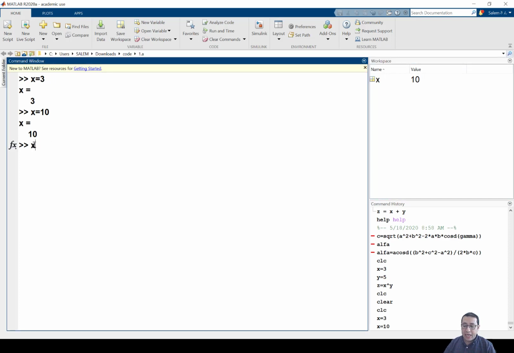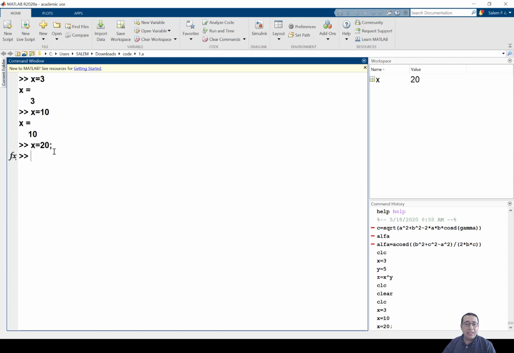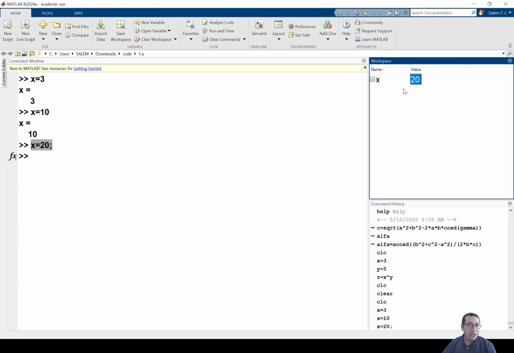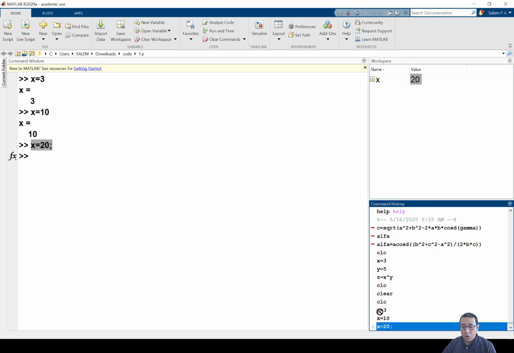What if we say x equal to 20 and then we put a semicolon, enter. In that case, first MATLAB doesn't give us the echo for that operation. We suppressed that. And here the x changed to the value 20. And if you check here in the command window, all the three operations, x equal 3, x equal 10, x equal 20, are shown in the command history.